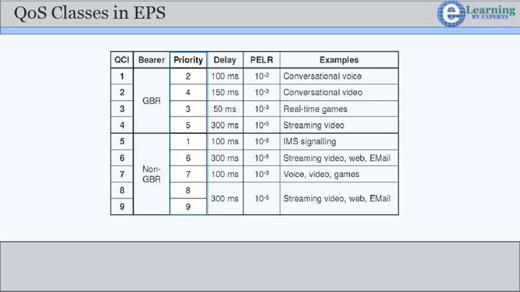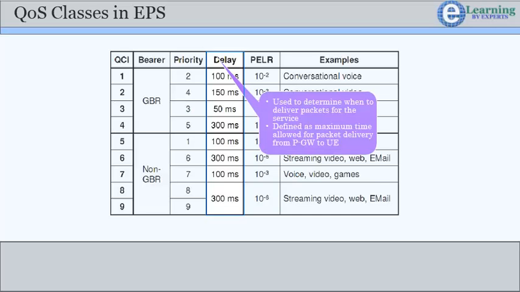Priority will be used by nodes in the LTE network to prioritize IP traffic. This allows real-time types of services, like conversational voice packets, to get through even if there is blocking on lower priority packets like FTP. Packet delay can be used by the scheduler in the eNB to determine when to deliver packets for the service. This delay is defined as the maximum time allowed for packet delivery from the PGW to the UE.